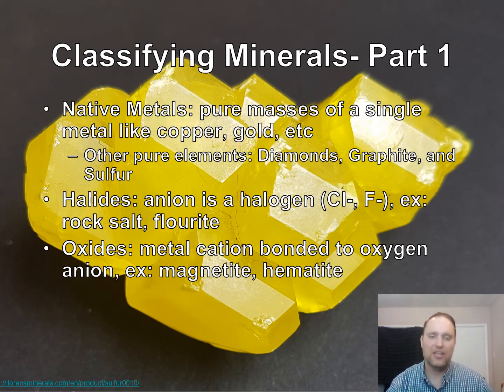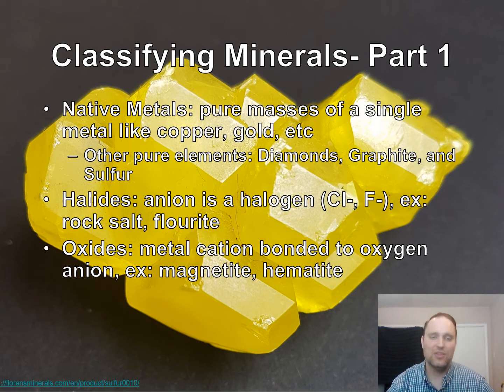Now, other examples of elements that can exist in their pure state are, of course, carbon with diamonds and graphite. And then there's also sulfur, which is the crystals that we see here. Pure sulfur forms these really brilliant yellow colored crystals. They're really quite distinct.